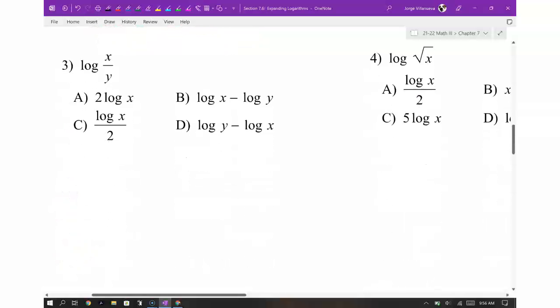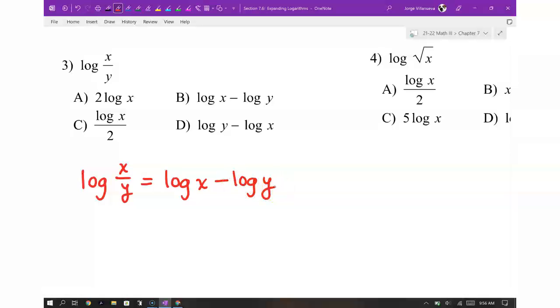Question number 3. Now, if you notice, 4 has a square root in it. Don't worry, we're going to do one with the square root in it on the odd numbers, just that it's going to be a little bit more involved, more stuff in it. So that's why I wanted to go over that one. But notice this is a division. What becomes of a division? Do I add or subtract? I subtract, right? So let me write the problem first, x over y. This would be log of x minus log of y. And that's it.